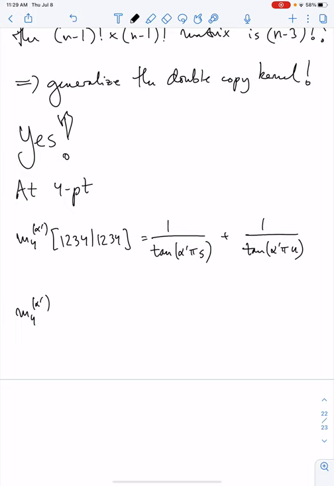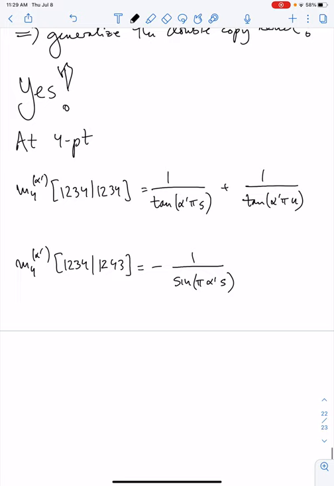And then if I compute here, I look at the other color ordering that we have discussed. I flip 3 and 4 in the second argument. Then this is 1 minus 1 over sine of pi alpha prime s. This will then also give you that the 6 by 6 matrix of such objects that you can find by redoing the color orderings of these has rank 1. And in general, at n point, the similar type of structure has (n minus 3) factorial rank.